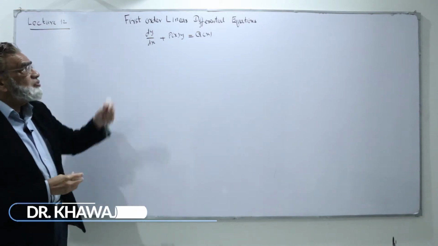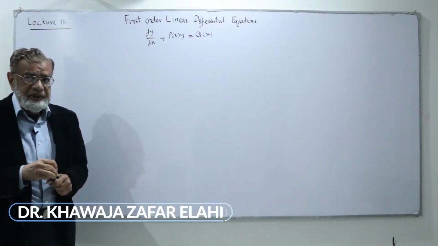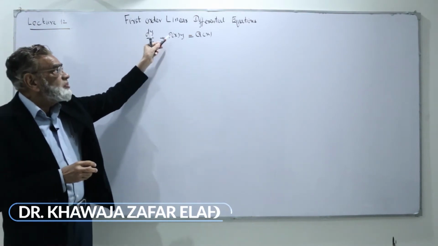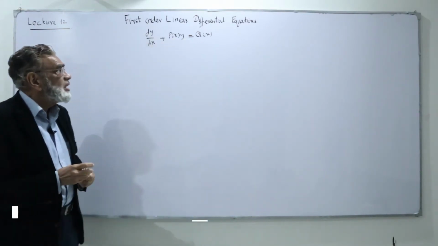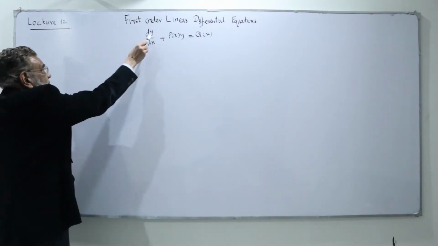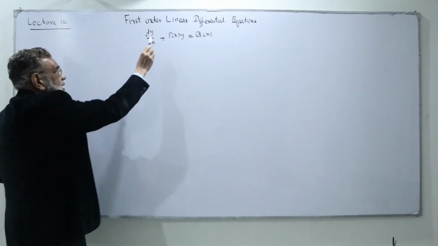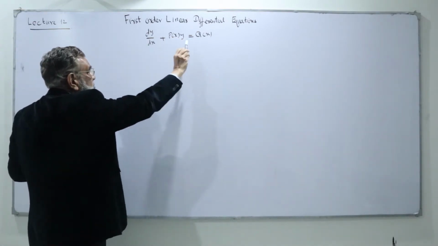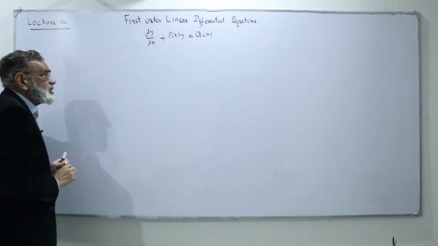We're going to discuss first order linear differential equations. The standard form of a first order linear differential equation is dy/dx + p(x)y = q(x). The coefficient of dy/dx is 1, and the coefficient of y is p(x). The terms without y are on the right hand side, and that's q(x).